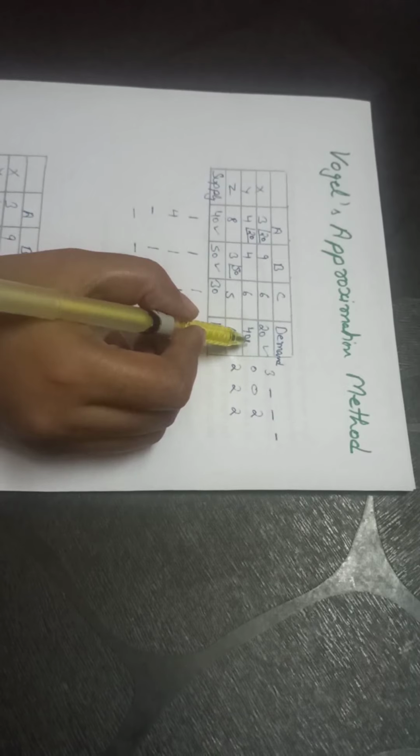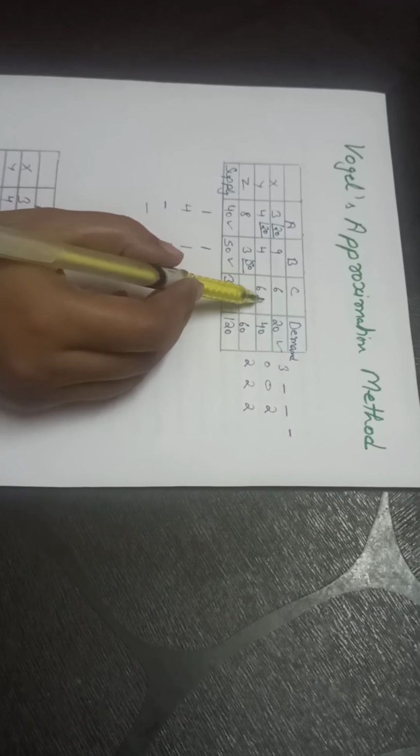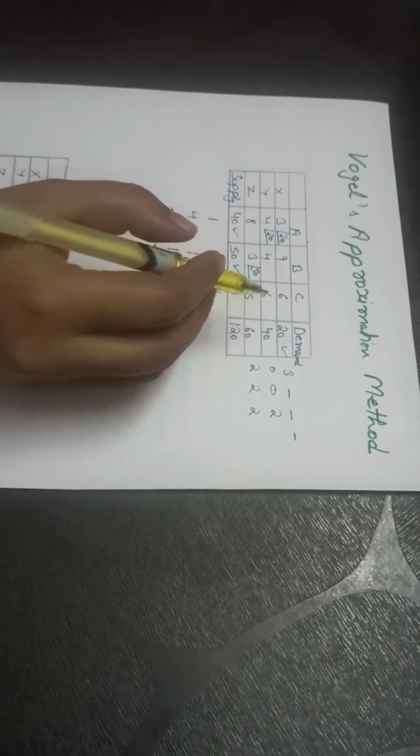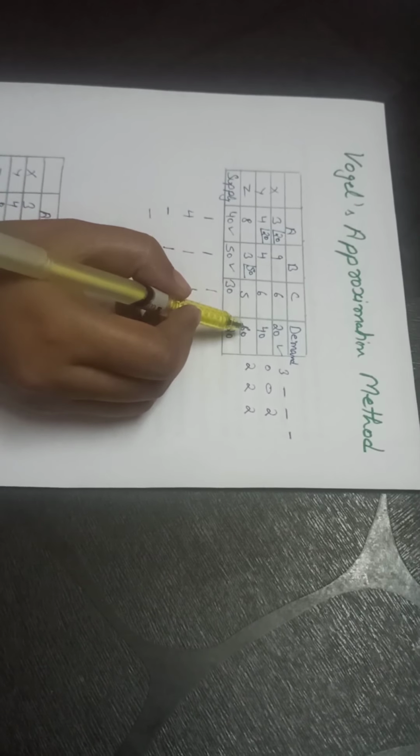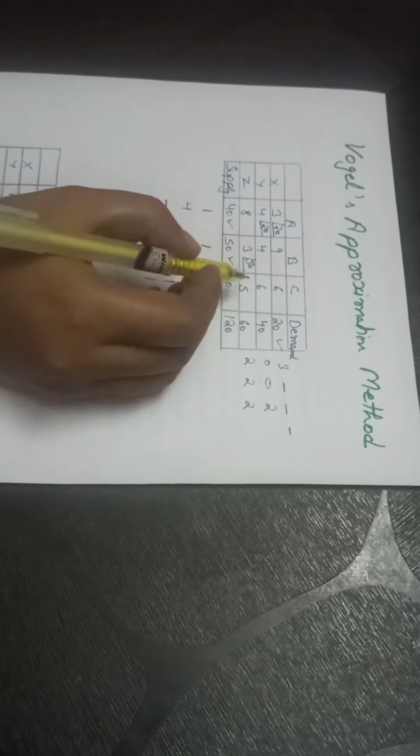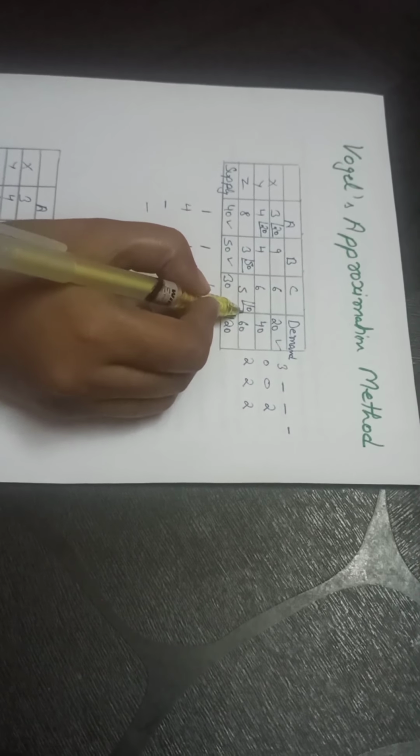We have only 2 rows and 1 column which have to be set. We have only 2 cells with which we can do allocations. In this row we have to allocate 60. 50 we have already given to this cell. Now we will write 10 here.